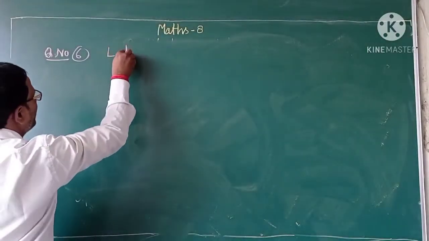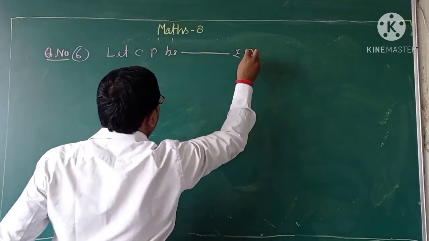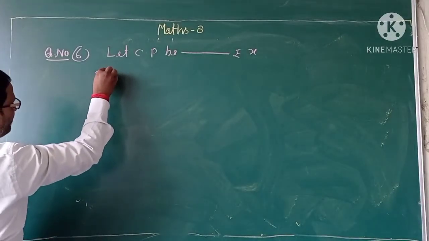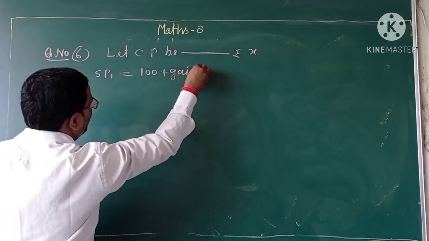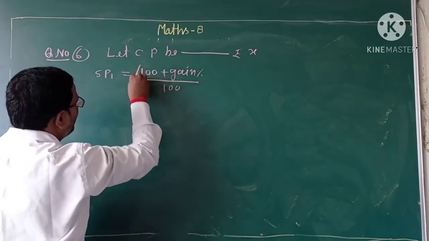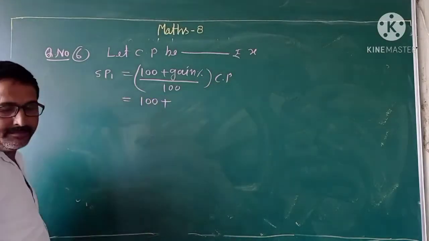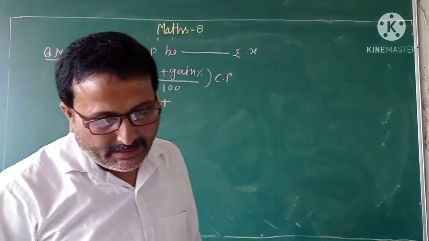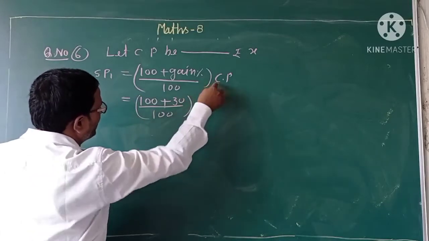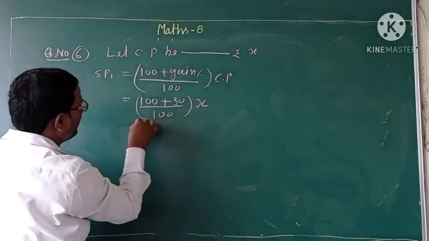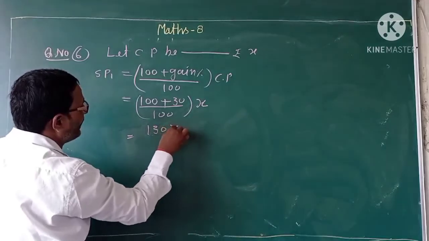Let CP be rupees X. Then SP1 is equal to (100 plus gain percent) upon 100 into CP. Now gain is given 30%. So 130 upon 100 into CP X, that is 130X upon 100.